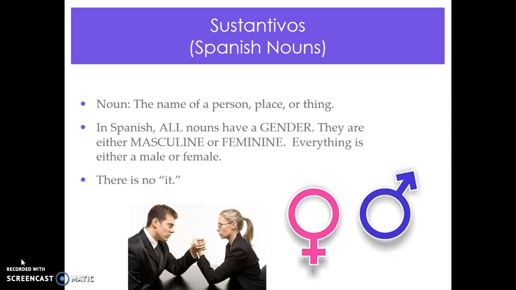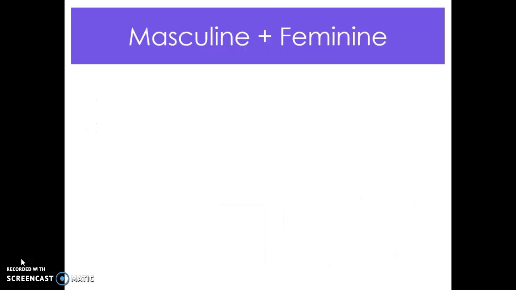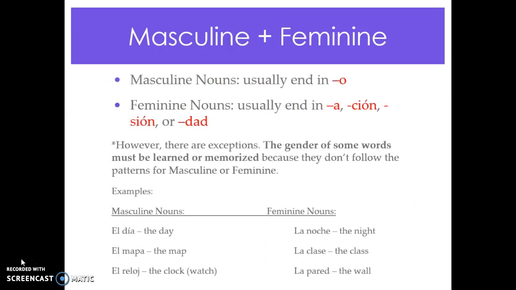In Spanish, all, and what I mean by all is all, nouns have what we call a gender, which means they will either be masculine or feminine. Every noun in Spanish is either male or female. There's no such thing as it. Okay? Now, masculine nouns, as we briefly discussed, usually end in O.